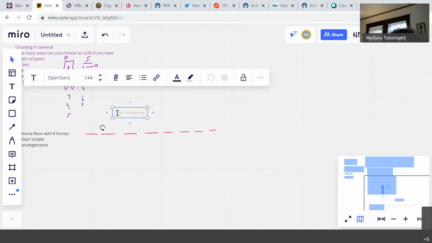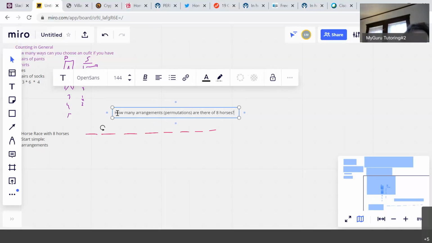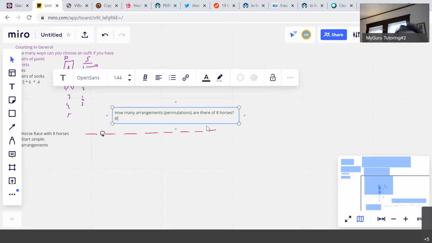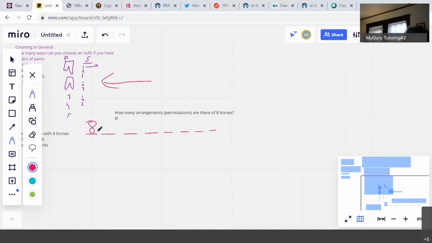All right. So how many arrangements, permutations, are there of 8 horses? Okay, and that, as we've got here, is 8 factorial, which really means 8 times 7 times 6 times 5 times 4 and all the way down. Why is that? Well, we can envision that from the fundamental counting principle over here. So basically, we can use any of those 8 for the first slot. But once we have that, then we've locked down the first slot. We've only got 7 horses left.